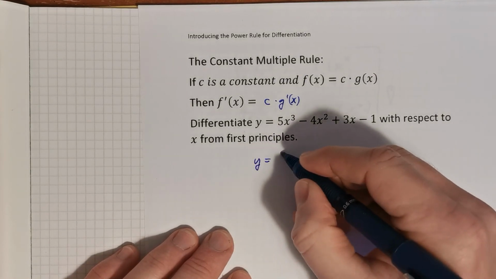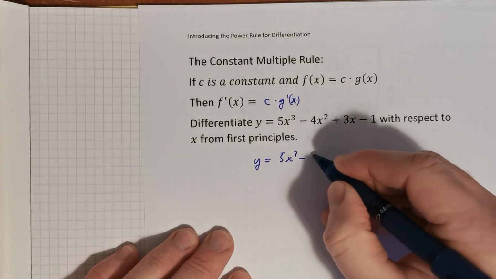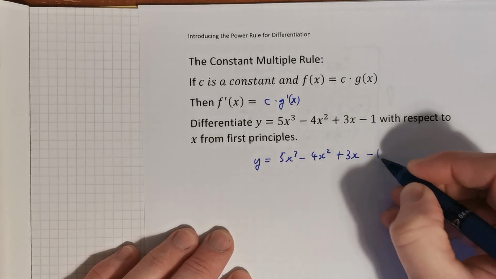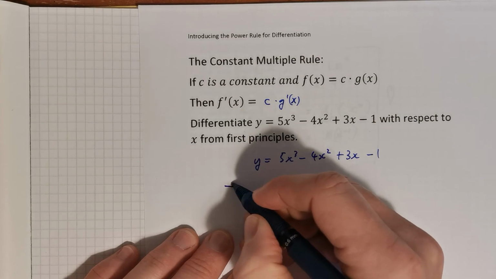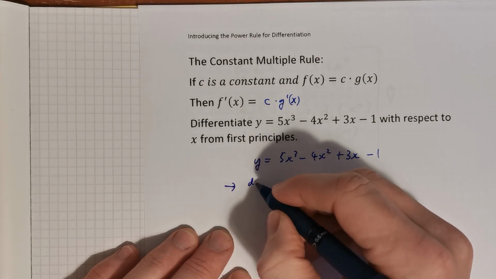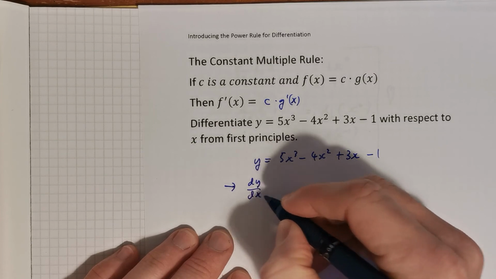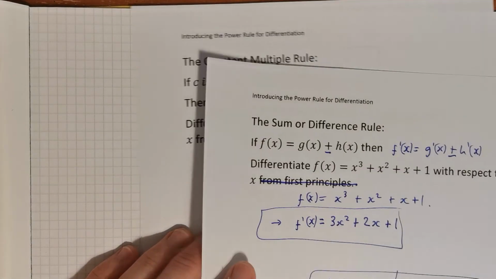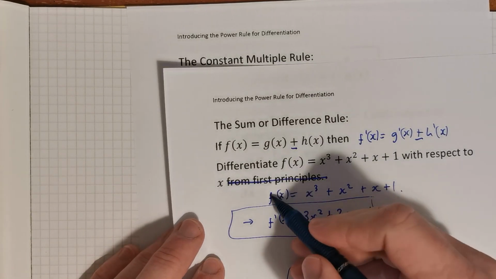If I have y equals 5x cubed, subtract 4x squared, plus 3x, subtract 1, and I want to take the derivative with respect to x, well, the derivative of y with respect to x is dy dx. Notice we're using Leibniz notation because it said y. In the previous example, we used function notation because it said f of x.